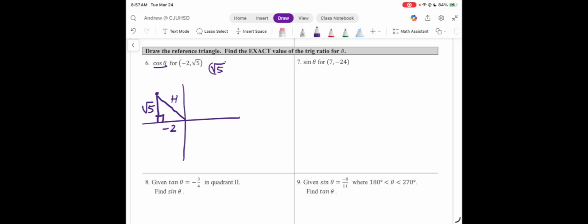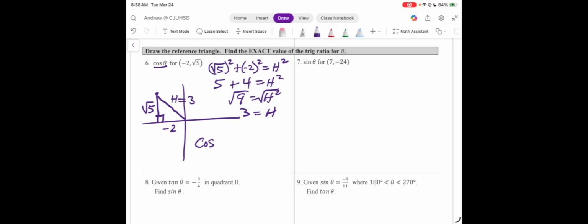Square root of 5 squared plus -2 squared is hypotenuse squared. So I have 5 plus 4 is h squared, and that's 9. So if I take the square root, h is 3. And I don't have to worry about being -3 because we're talking about a positive distance here. Okay, now I have the diagram. Now I can name the cosine. The cosine of the angle is the adjacent side. Here's the angle. Adjacent side is -2. Hypotenuse 3.